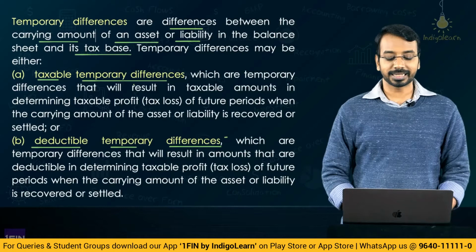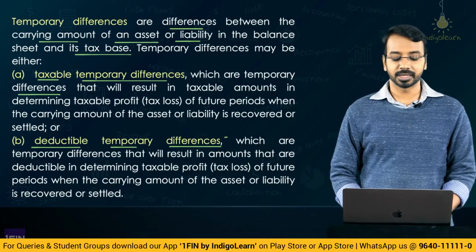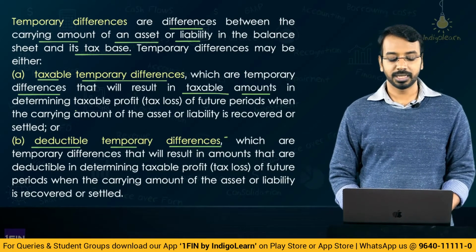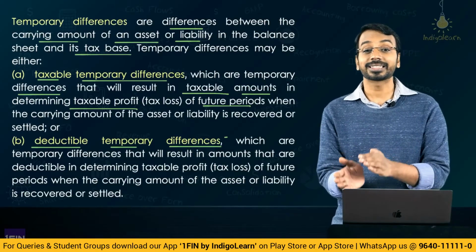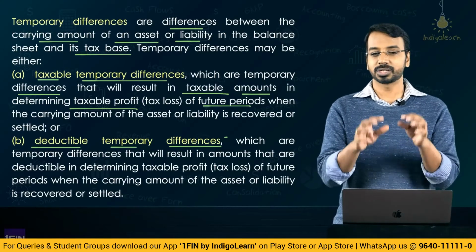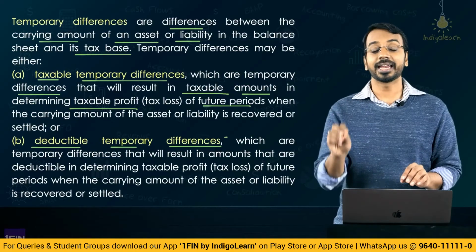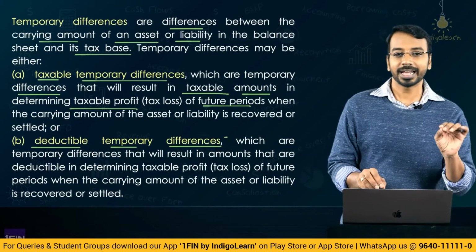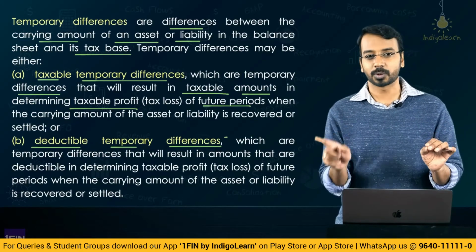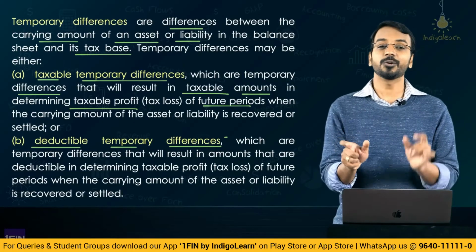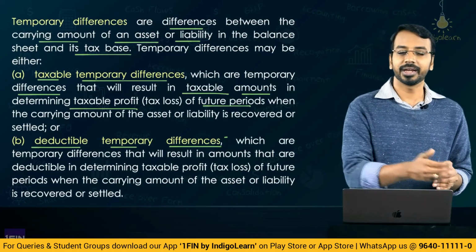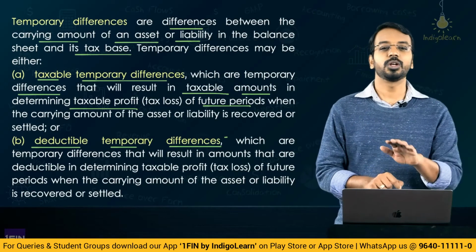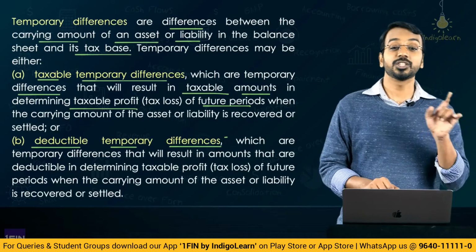So, taxable temporary differences are temporary differences that will result in taxable amounts in determining taxable profit of future periods. Basically, whatever is the difference, if that results in taxable amounts in the future, for example, in the books the carrying amount is 40,000 and for tax base it is zero, talking about our property, plant and equipment, this 40,000 and zero results in a difference of 40,000. And in the subsequent period, will you get a deduction of this 40,000? You will not get any deduction. This will increase your taxable income.